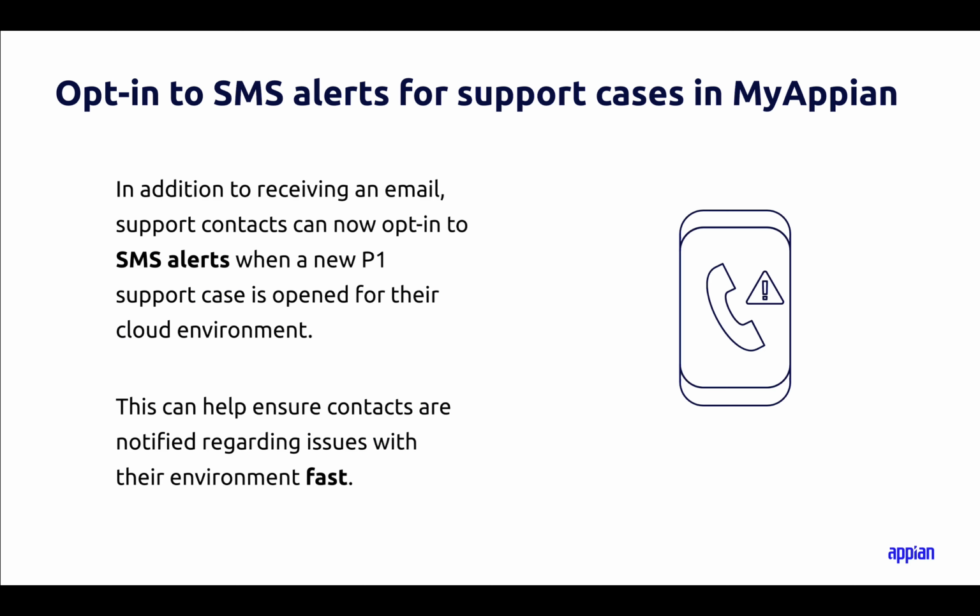Another enhancement from Appian support: contacts can now opt into SMS alerts when a new Priority 1 or P1 support case is opened for their cloud environment. This can help ensure contacts are notified promptly regarding issues with their environment.